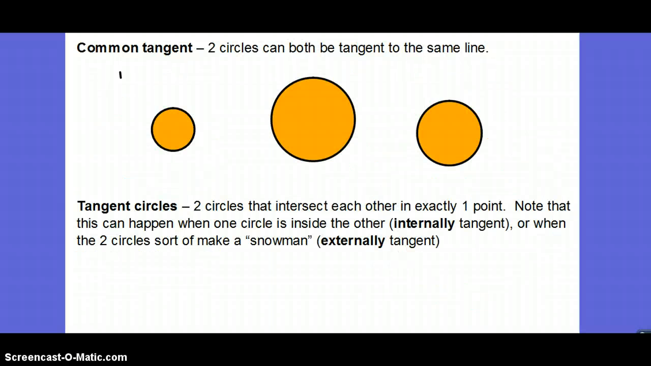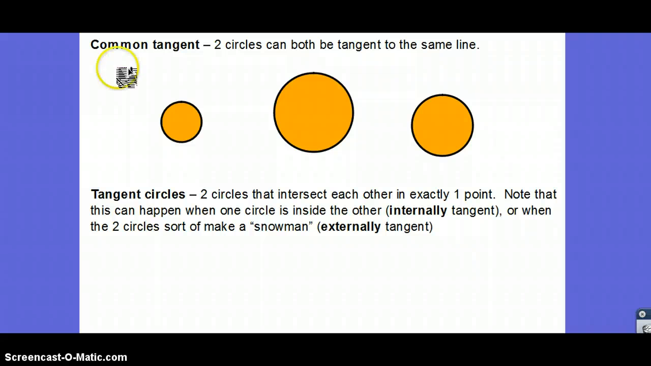All right, while I'm on the subject of tangency here, there's a thing in 9.2 called a common tangent. Two circles can both be tangent to the same line. It is possible. There is a line here that, let's see if I can just hit this perfectly.